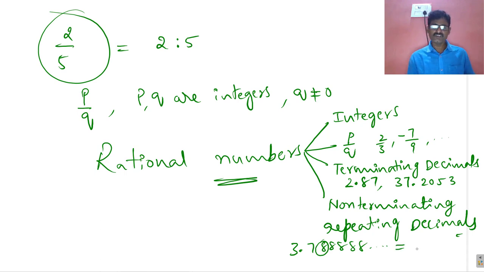This can also be written as 3.78, where the block of digits which is repeating is 8. So let us put a bar on 8. So it is written as 3.78 with the bar over the 8. So all these numbers, integers, the numbers directly in P by Q form, terminating decimals and non-terminating repeating decimal numbers, all these are considered as rational numbers.